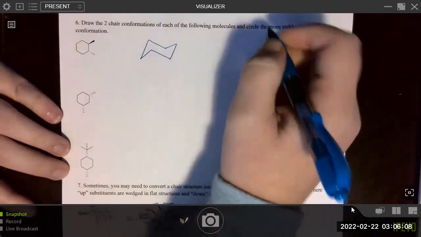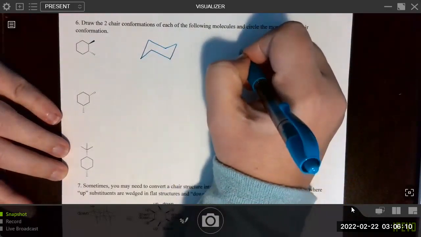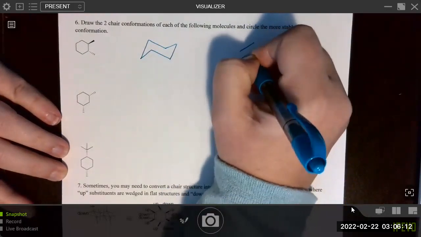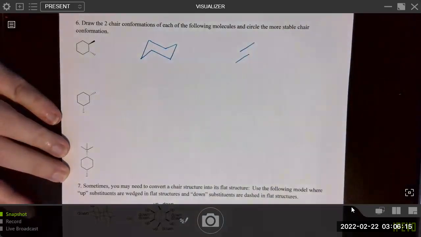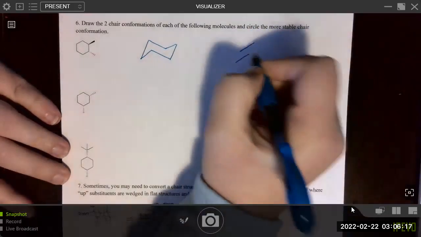And then we can do the opposite, right, to draw the other chair conformation. So instead of down and to the right, we do up and to the right. So again, slightly offset the lines.